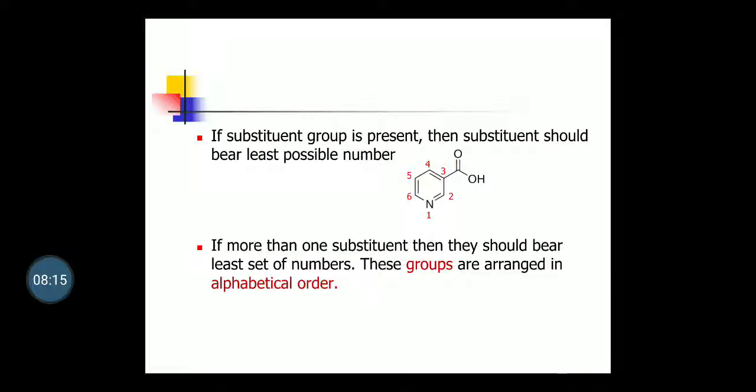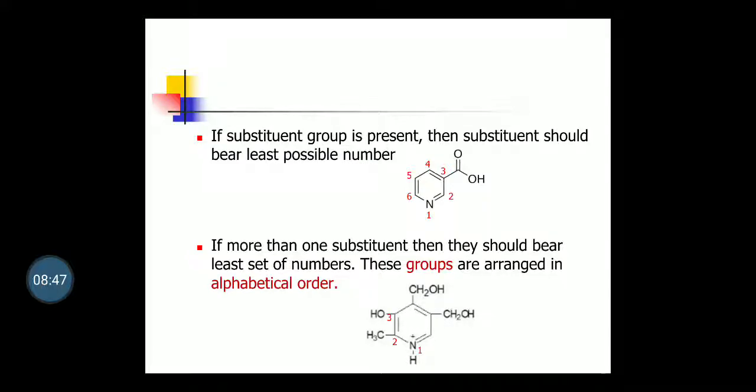So next rule, again, in this case there was only one substituent. If more than one substituent is present on the simple heterocyclic ring, then the rule states that all the substituents should bear the lowest set of numbers, and these groups are arranged in alphabetical order. So let me take an example in which the simple heterocyclic ring is there. We have to count from the nitrogen. Now clockwise or anti-clockwise will depend on what number the last substituent gets.